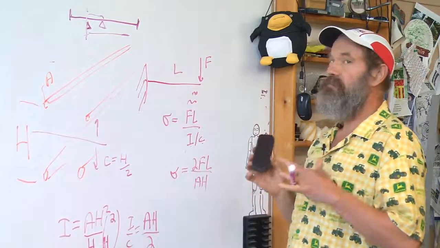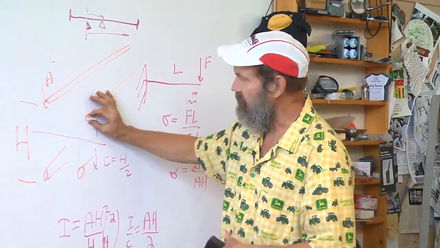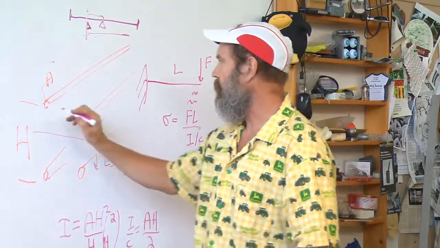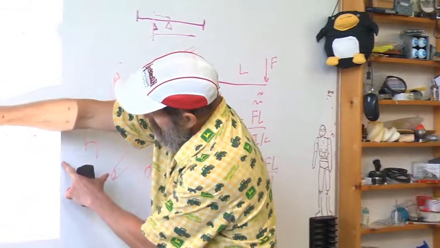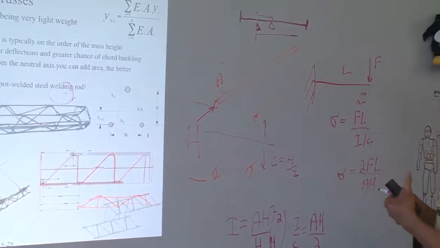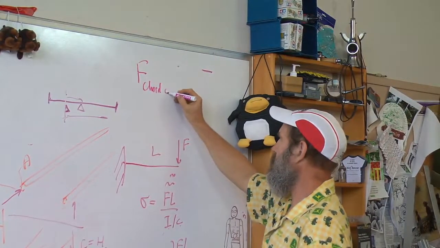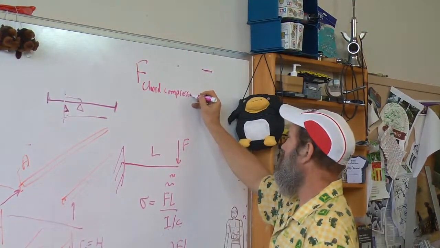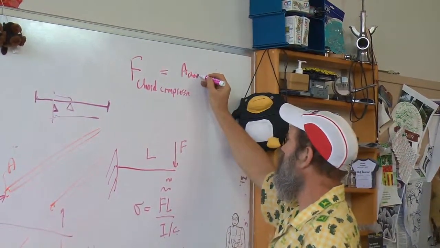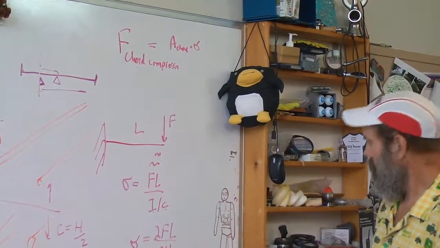Well, remember in beam theory, this is the stress in the outermost fiber, and because the diameter of the chord is very small with respect to the depth of the truss, we now know that the force compressing this guy, or putting that lower chord in tension, the force on the chord in compression equals the area of the chord times the stress. Huh. Okay, let's see what happens.